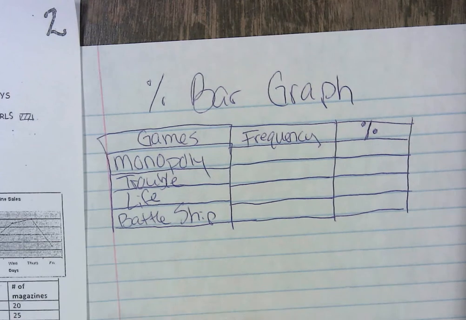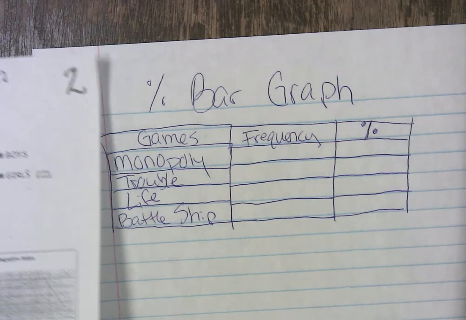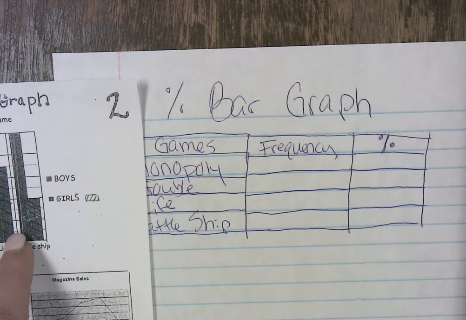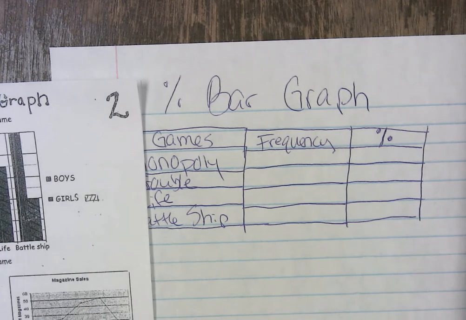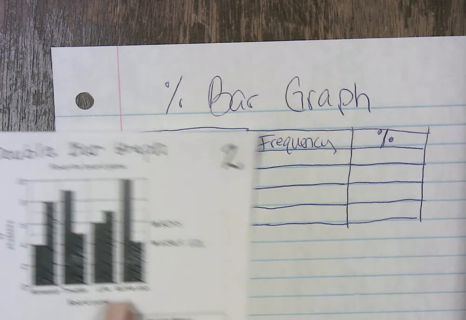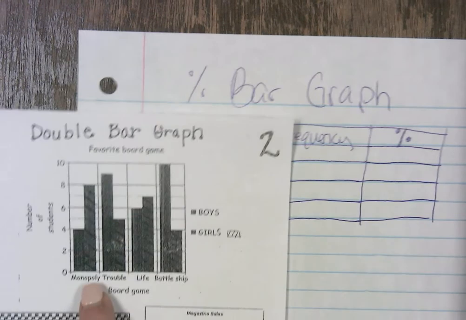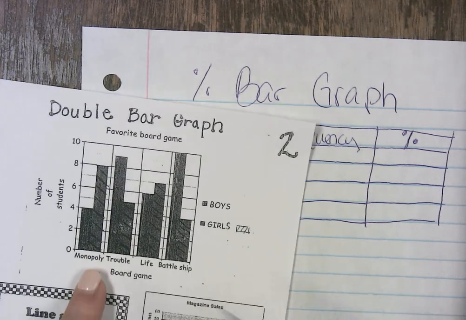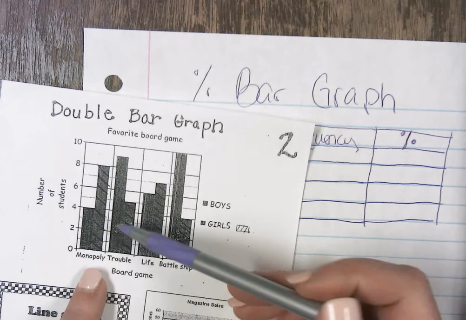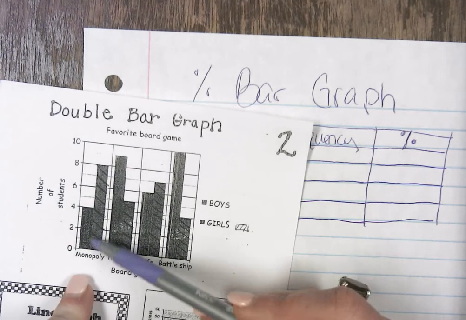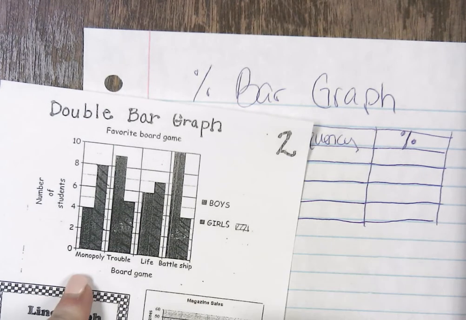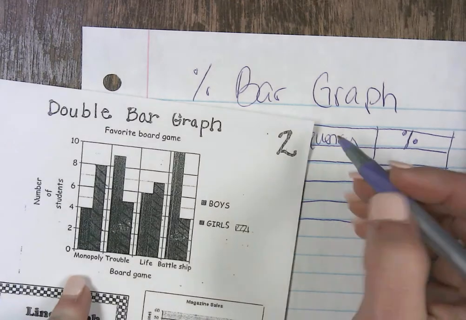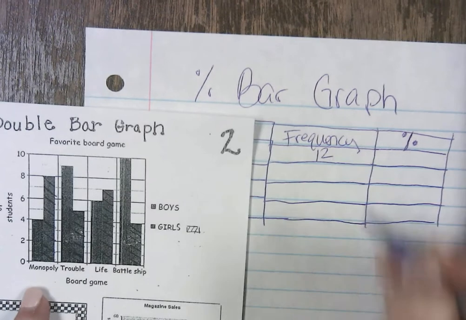Now we need to go back and look at the data they collected over here in this double bar graph. Now, we just want to know how many students. We're not going to split it up and be very specific about boys and girls. So let's look at Monopoly. How many students voted for Monopoly? We need to put the boy bar and the girl bar together. So it looks like there was a 4 and an 8. So we're going to say 12 people voted for Monopoly.